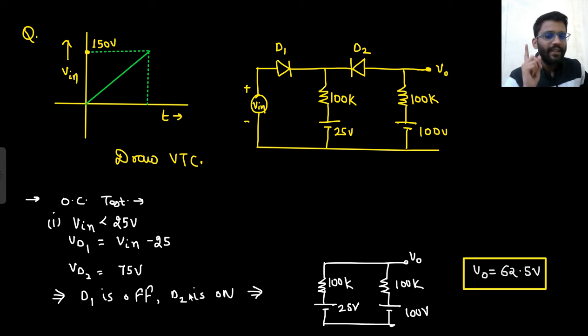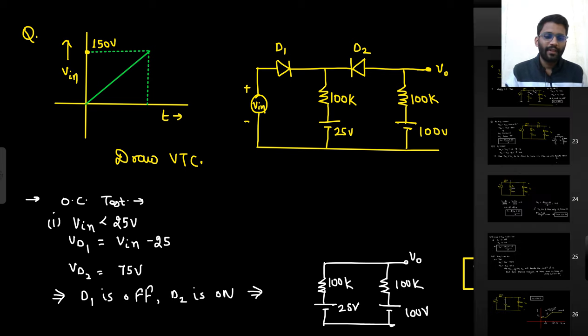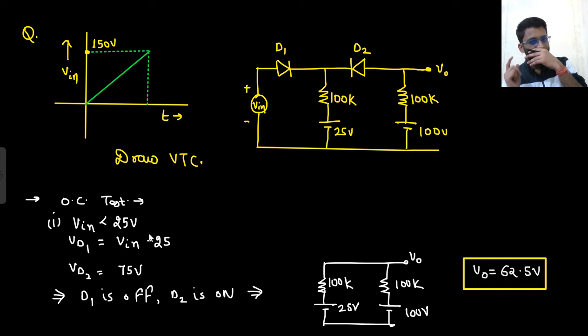Now, one thing we know is that until Vin is greater than 100 volt, the deciding one will be D2 only. If Vin is 90 volt, that means VD1 will be 90 minus 25, 65 only, and this is 75. So still D2 will be deciding. So first D2 will turn on only until Vin is greater than 100 volt. When Vin is greater than 25, you feel that D1 can turn on, but D2 will say, I am the boss, I am having more potential until Vin reaches 100 volt. So the second range I can make is Vin greater than 25 volt but less than 100 volt.